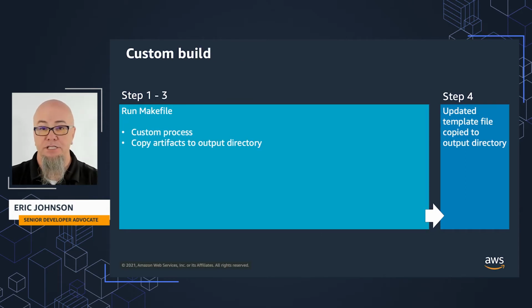When using a custom build, processing the code and copying the final artifact to the AWS SAM output directory is customizable by using a Makefile. Once the Makefile process is complete, AWS SAM then copies the updated template file to the output directory.